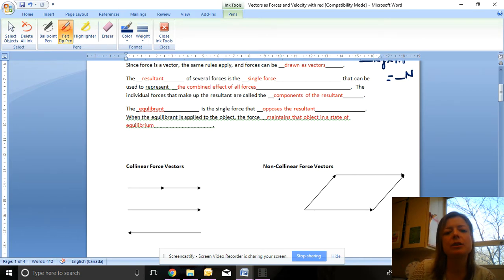Then it's important to know what the equilibrant is. The equilibrant, I never know how to say that, is the single force that would oppose the resultant. If that one force was applied, then you would be in a state of equilibrium. That would just mean maintaining the object at a state of equilibrium. It wouldn't move. That is an important concept.